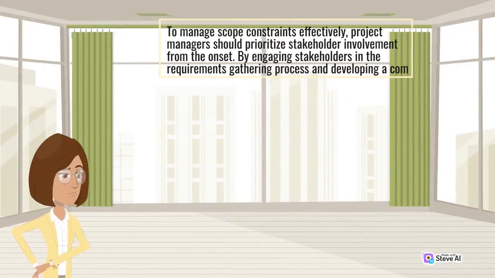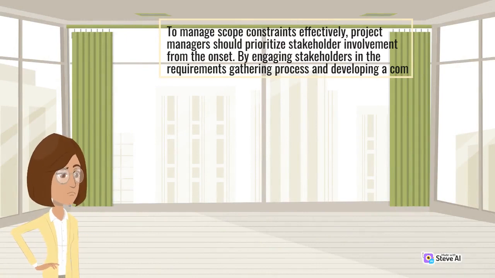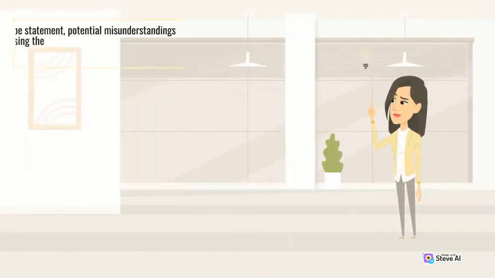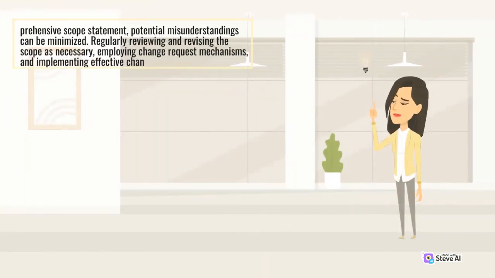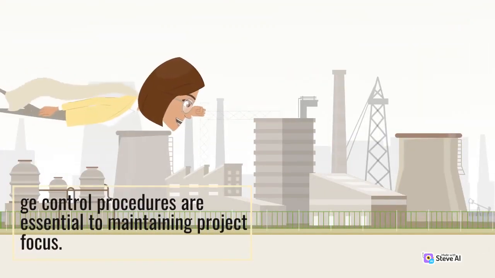To manage scope constraints effectively, project managers should prioritize stakeholder involvement from the onset. By engaging stakeholders in the requirements gathering process and developing a comprehensive scope statement, potential misunderstandings can be minimized. Regularly reviewing and revising the scope is necessary, and employing change request mechanisms and implementing effective change control procedures are essential to maintaining project focus.